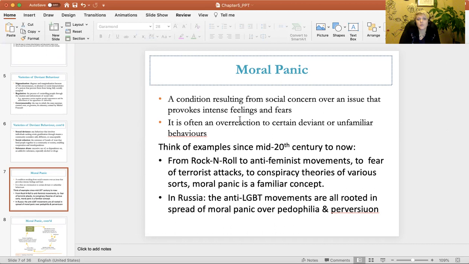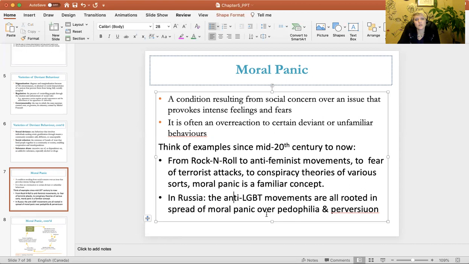Fear of terrorist attacks, and in particular since 9/11 in the US, all the manifestations of that, with the recent examples of Donald Trump's, the codes and the color-coded level of threat that was introduced in the US. These are all examples of moral panic. To the various conspiracy theories, this is a familiar topic, I think, for us in the 21st century. Specifically in Russia, something I've been studying, the anti-LGBTQ plus movements are all rooted in the spread of moral panic over a direct comparison between homosexuality and pedophilia and perversion as well.